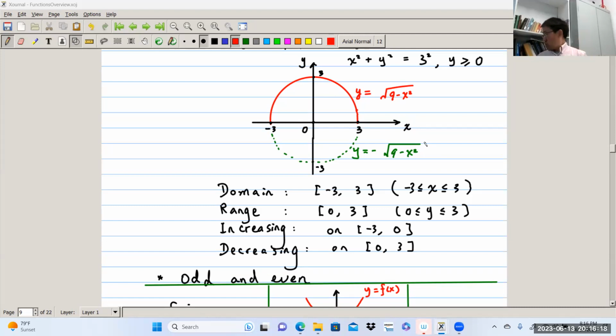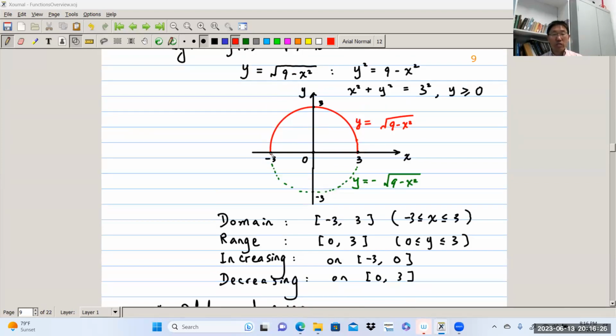So let me continue. By the way, in the previous example, we know the graph of this function is the upper portion of the circle, right? And if I ask you on which interval the function is increasing, I think you can easily see from the graph. On the interval from -3 to 0, the curve rises from left to right, so the function is increasing on that interval. And the function is decreasing on the interval from 0 to 3, as you can clearly see.